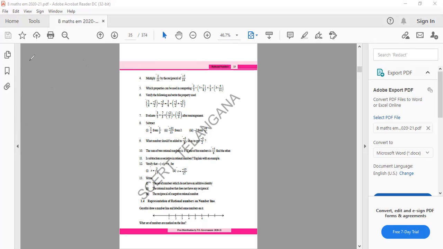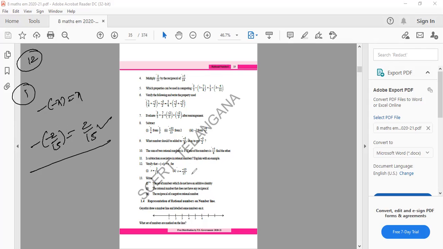Now the 12th one. Verify that minus of minus x is equal to x. Minus of minus x is equal to x for x equal to 12 by 15. Everything will come, right? Minus of minus x is equal to x. Minus of minus 2 by 15, minus into minus, is plus 2 by 15. It's working, right? It's correct.